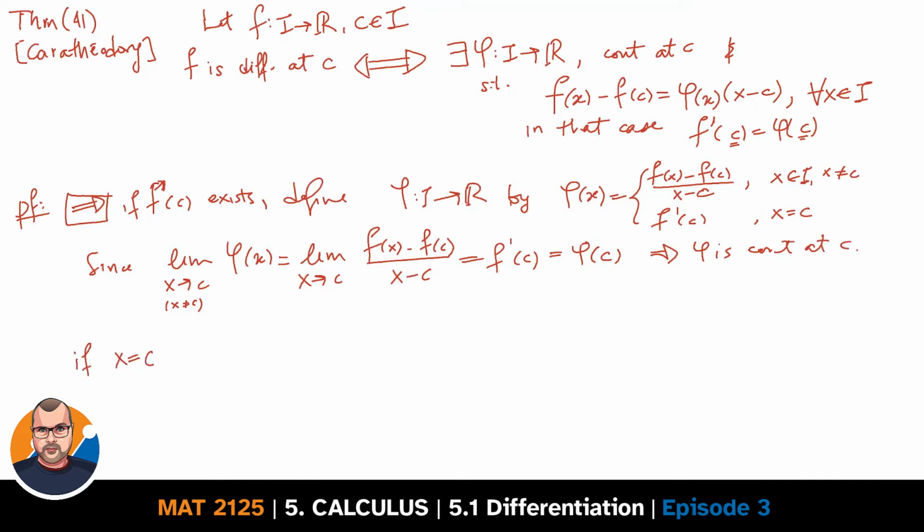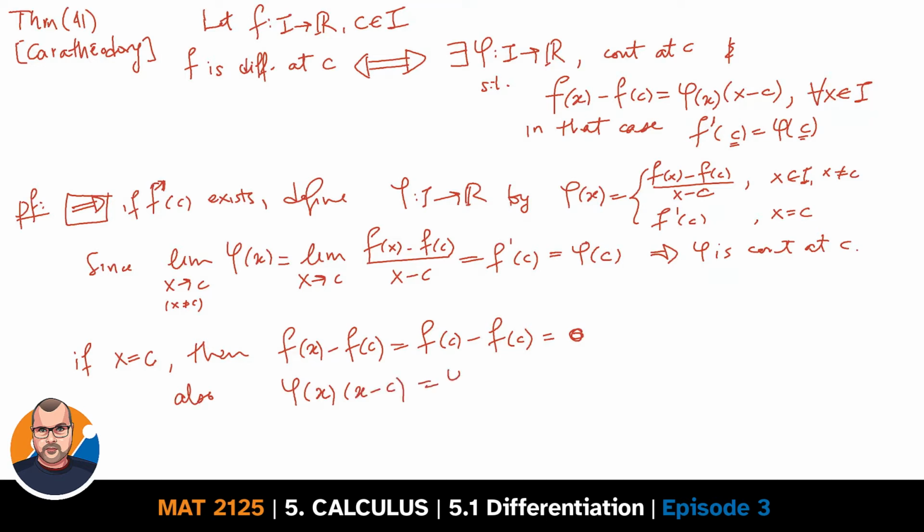If x is equal to c, let me look at the construction: f at x minus f at c would literally be f at c minus f at c, which we know to be 0. On the other hand, phi at x times x minus c would be equal to phi at c times c minus c, which is also 0. So if x is equal to c, then f at x minus f at c is equal to phi at x times x minus c, for the special value x equal to c.